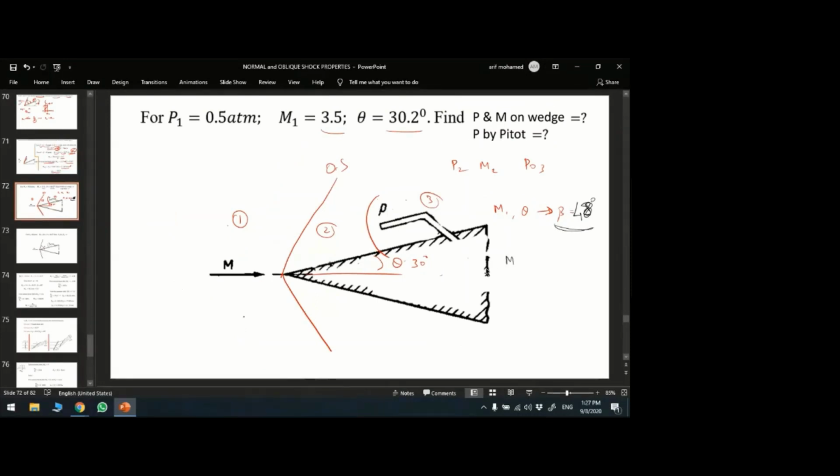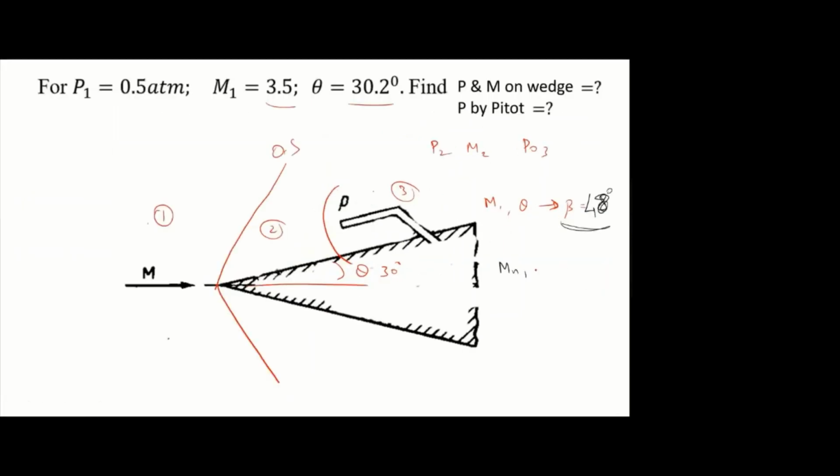Once you know beta, you can find Mn1. Then go to the gas table, you can find P2 by P1 and Mn2. From Mn2, you can find M2. From this ratio, you can find P2. Now tell me how to find this P03. If we have the Mn2 value, we can go to the normal shock table for Mn2 and find the Mn3 value, and we can have the ratio P03 by P02, and from Mn1 and Mn2 we can have P02 by P01.